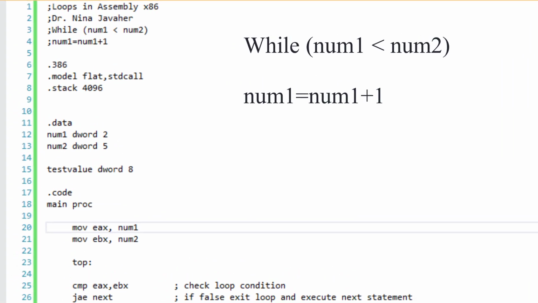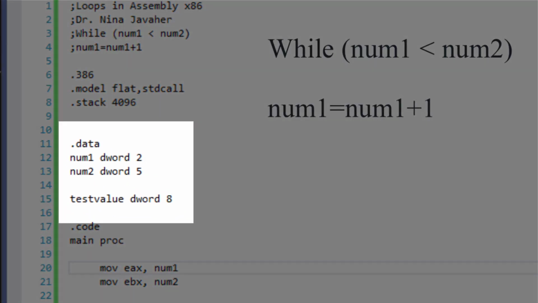So here is the declaration of our variables. Num1 is a DWORD and is assigned the value 2. And num2 is also a DWORD, assigned the value 5. Here I set a test value to see what happens when num1 is no longer less than num2, and I have set it to the value 8. In other words, if num1 becomes greater than num2, then 8 should be moved to the EAX register.